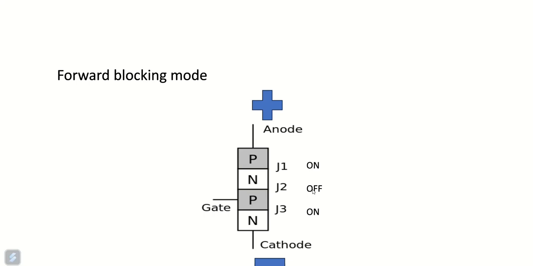So SCR can be turned on in two ways. First, by increasing the voltage across the anode and the cathode. When the voltage across anode and cathode is increased to the level of the breakdown voltage, then all three junctions are forward biased and the SCR starts conducting.